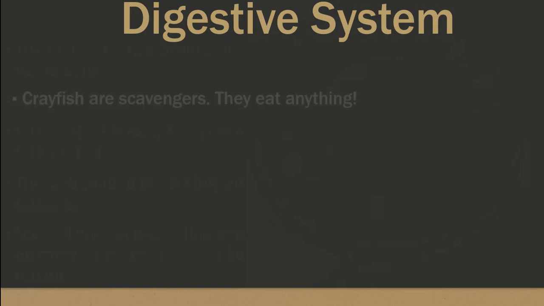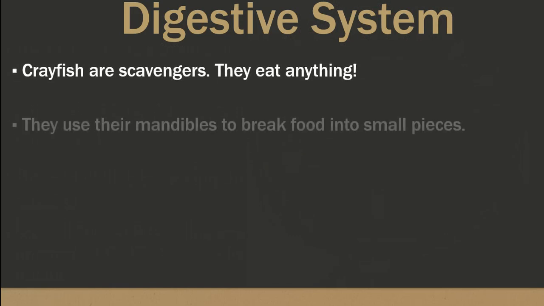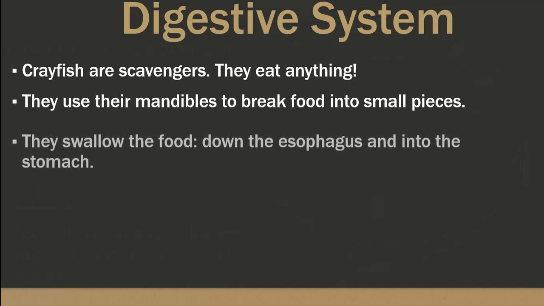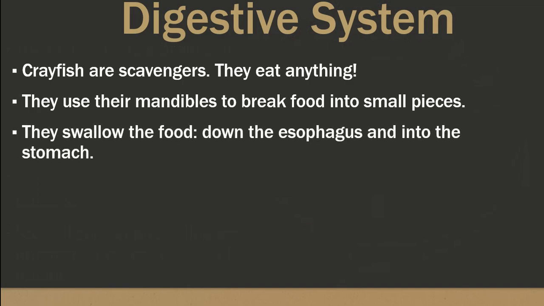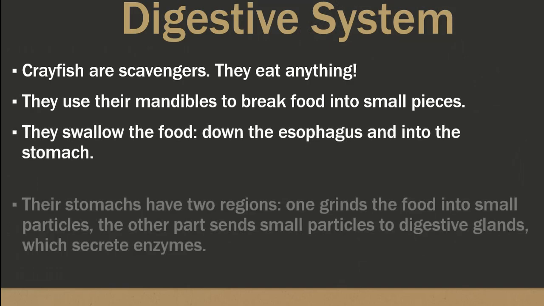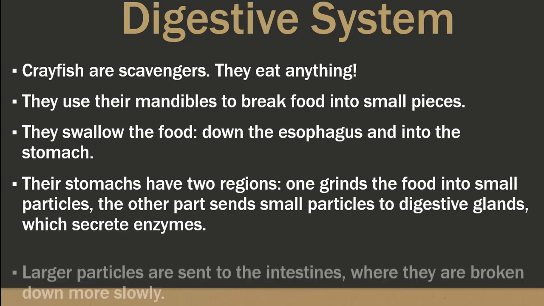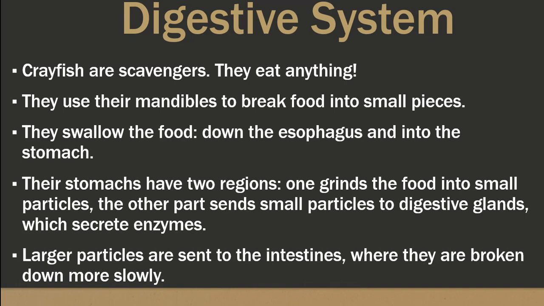Their digestive system, let's see, they're scavengers. They eat about anything. They use their mandibles to break the food. So that would be that part of the mouth right there next to the little maxillae, right? They swallow the food down the esophagus into the stomach. And they have 2 regions in their stomach. One grinds the food into smaller particles, and the other one sends small particles to digestive glands, and they secrete enzymes for help with digestion. The larger particles are sent to the intestine, and they're broken down more slowly there.